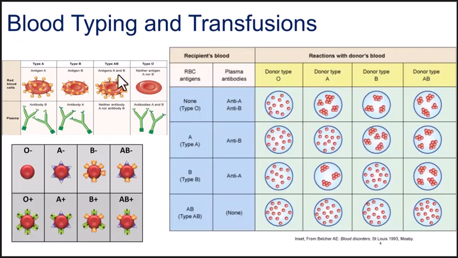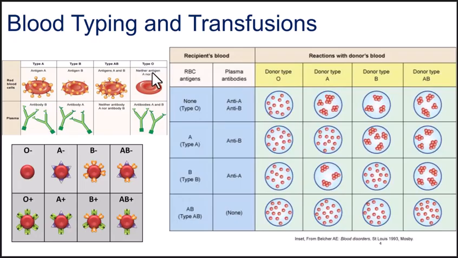If somebody has type AB blood and they need to have blood, well, they don't have any antibodies to be concerned about, so they can accept any blood type. This is a very accepting blood type. That's why it's called the universal recipient, because it can accept A, B, or O blood. It doesn't really care. It doesn't have any soldiers waiting around in the plasma to fight it off.